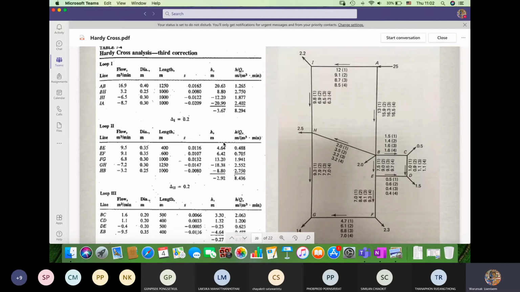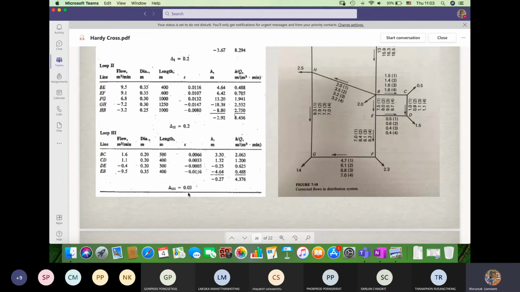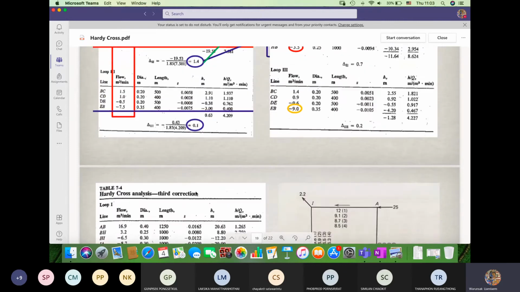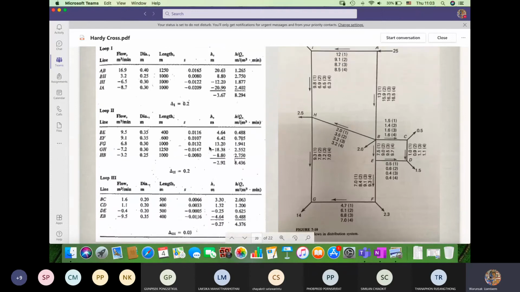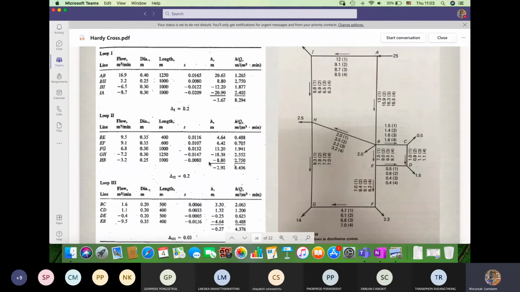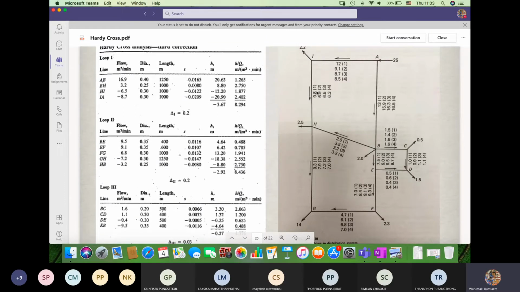As you do more trials, you will get close to the actual flow. Okay, if you do it again one more time, I'm sure that you will get deltas smaller than 0.2 for the first two loops. And for loop 3, the delta is very small compared to the second trial. So according to the procedures, finally we come up with this figure.